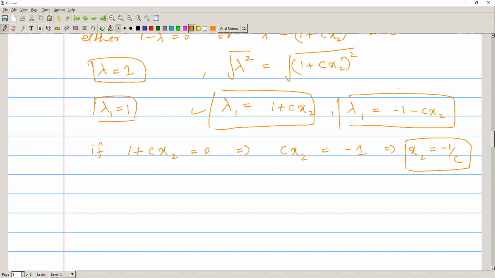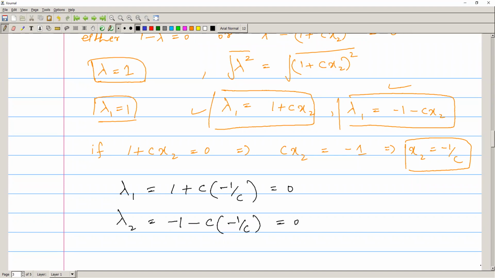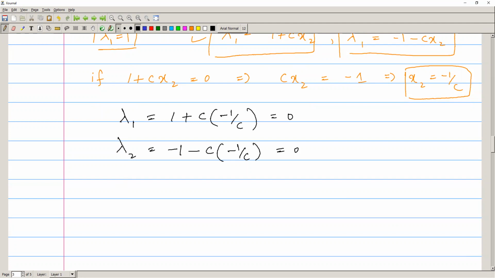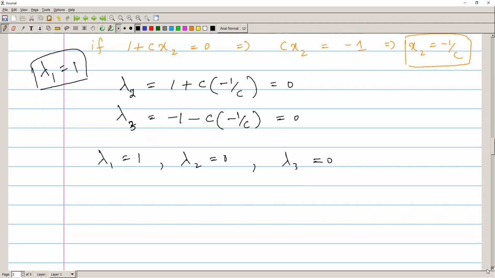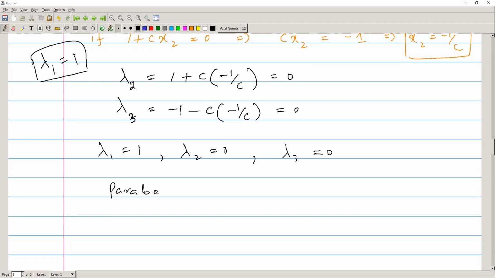So what will happen to these two lambdas? Lambda 2 will be equal to 1 plus c times -1 over c. So this will be 0. Again, lambda 3 will also be 0, c times -1 over c, this will also be 0, right? Sorry, it's lambda 2 and lambda 3, because lambda 1 is already 1. So what we get is lambda 1 is equal to 1, lambda 2 is equal to 0, and lambda 3 is equal to 0, right? So this is the case of parabolic PDE, with the condition that x2 is equal to -1 over c, right?